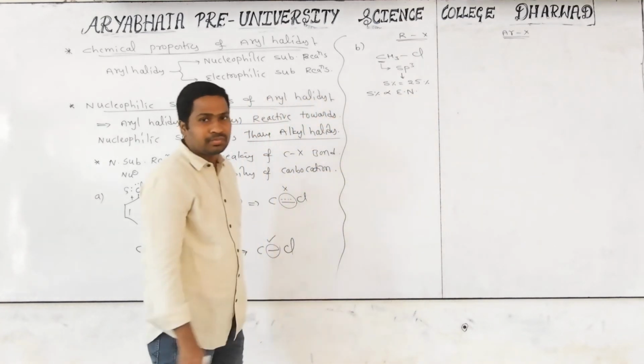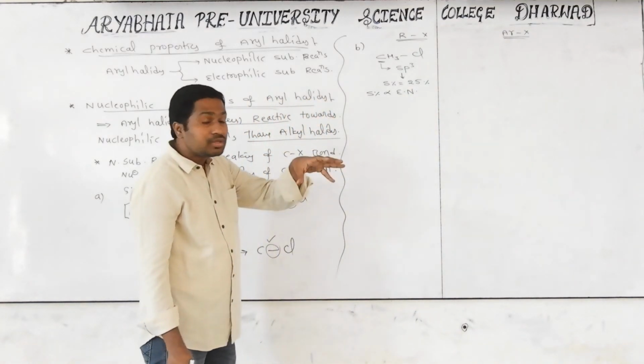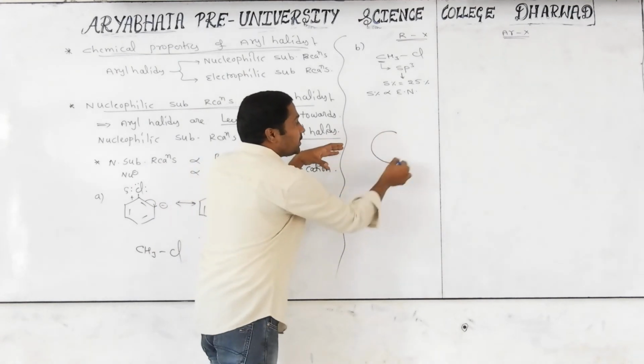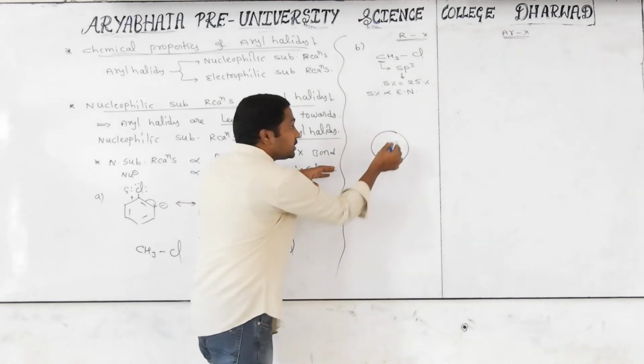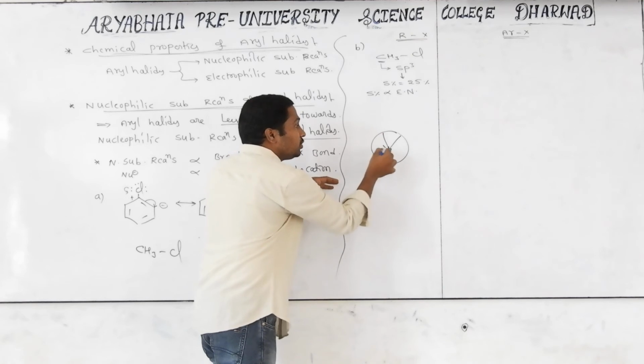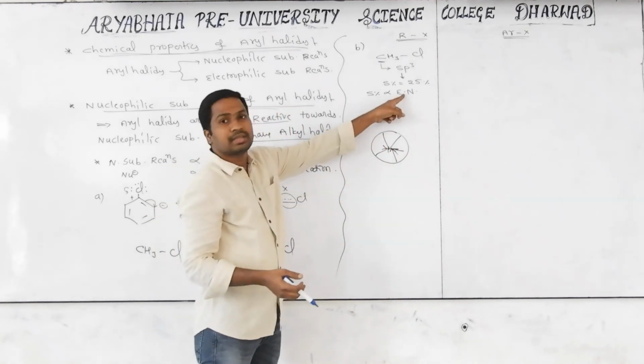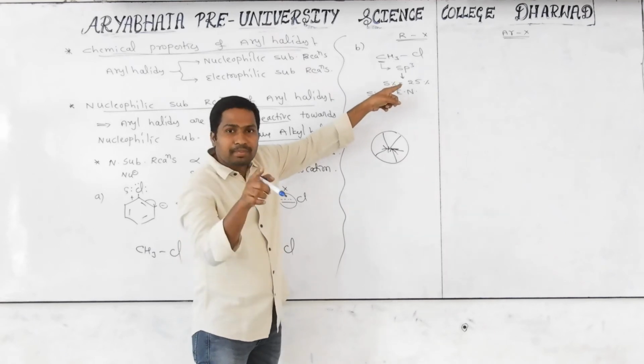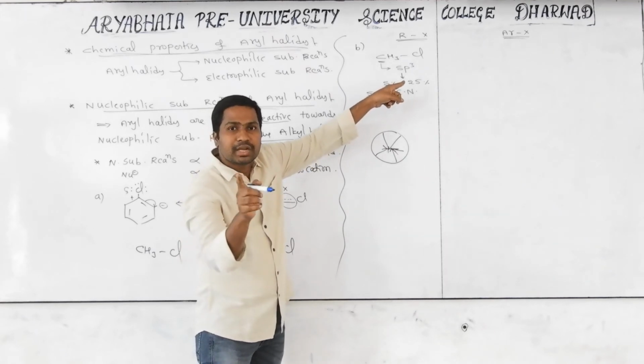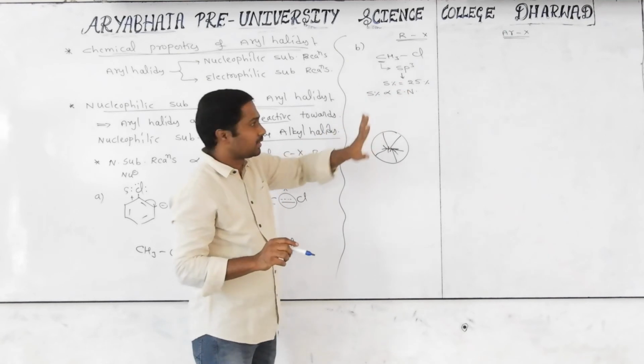You know very well, s character percentage is directly proportional to electronegativity. Are you agreeing? Why? S character percentage means the spherical shape is increasing. Spherical shape increasing means the attraction toward the nucleus comes from all sides. That pulling we naturally call electronegativity. In any hybrid orbital, s character percentage is directly proportional to electronegative character.